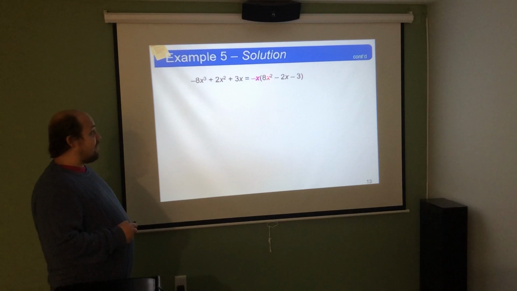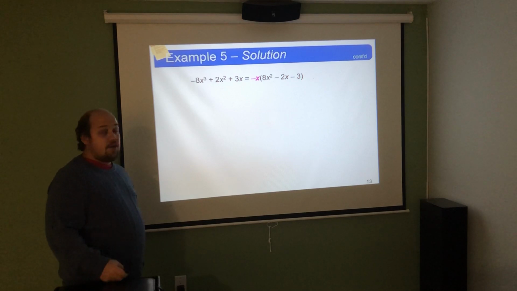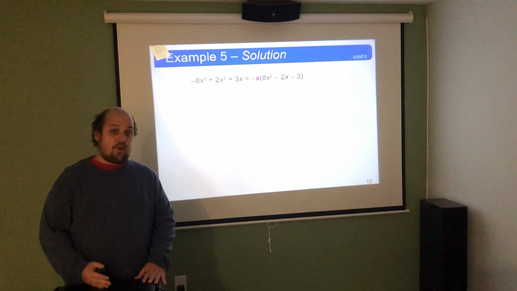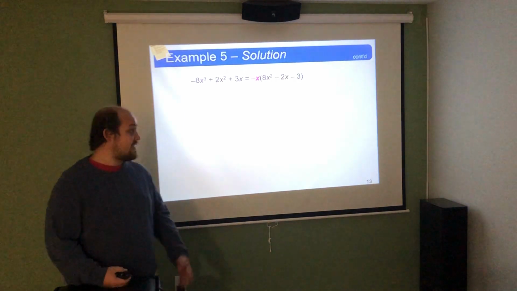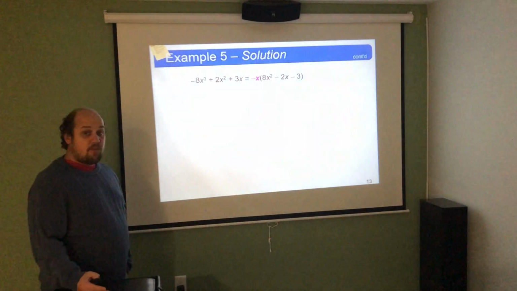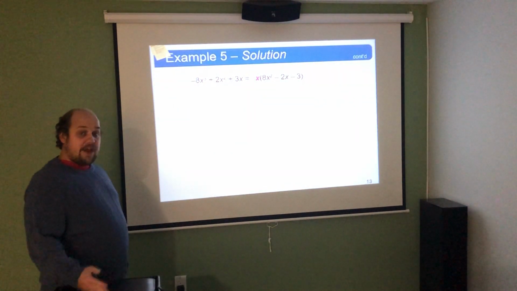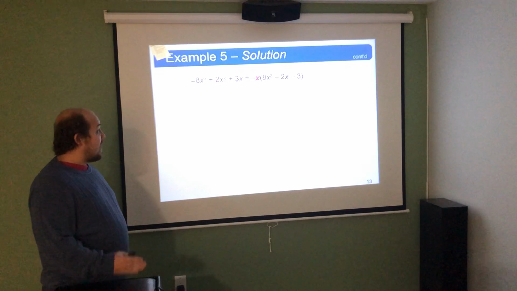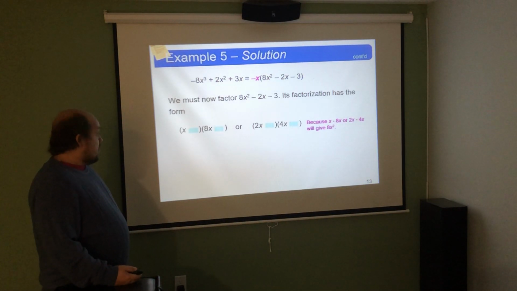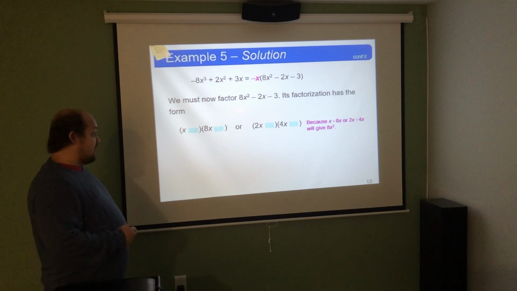My goal now is to factor the trinomial 8x squared minus 2x minus 3. I know the only ways to get to minus 3 are multiplying negative 1 and positive 3, or negative 3 and positive 1, so that's not so bad. 8x squared is a little trickier because there are 2 different ways to get there, either 4x times 2x, or 8x times 1x.